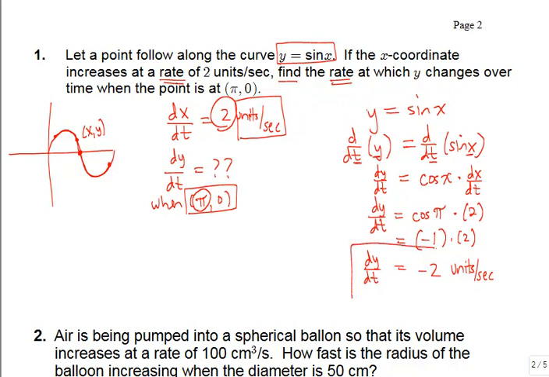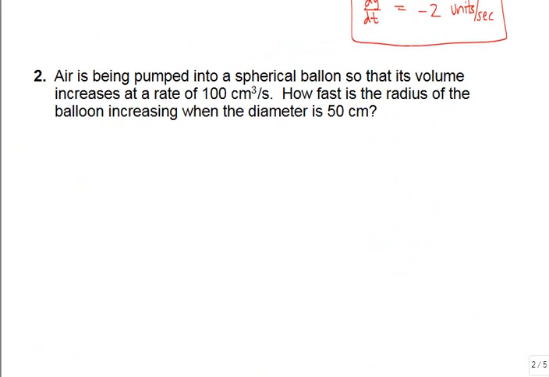Now, does it make sense for this to be a negative answer? In this problem, it does, because if the point is at pi comma 0, what's happening to that y coordinate? It's going down as we travel along this curve. So that y coordinate is shrinking because we're getting closer and closer to that x-axis. So it makes sense for that y coordinate to be getting smaller when we're at the point pi comma 0. Okay? All right, let's try the next example.